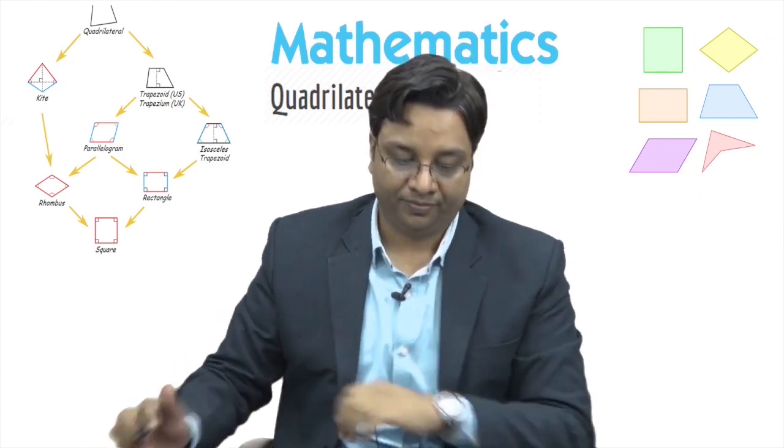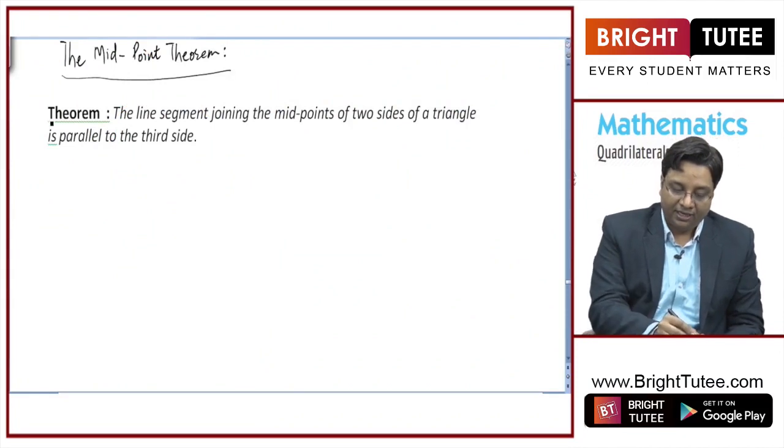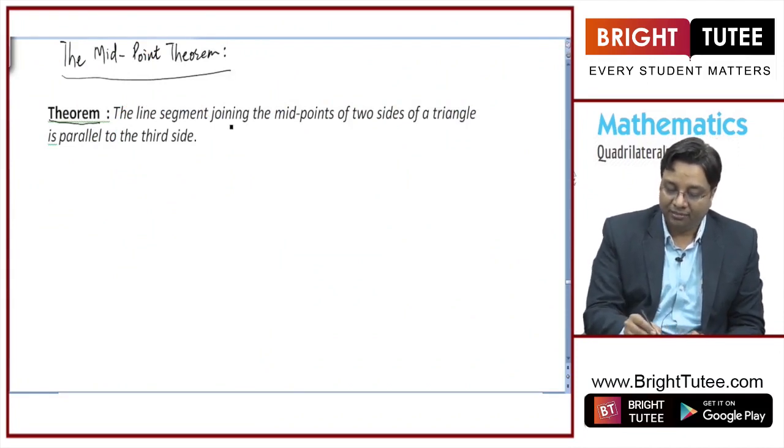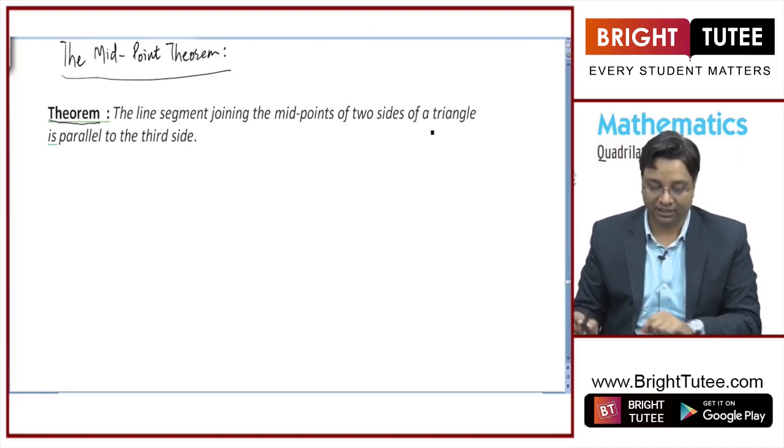Today we will study an important theorem related to triangles, and we will make use of our knowledge of quadrilaterals while proving that theorem, the midpoint theorem. So we will talk about the midpoint theorem today. Let us talk about this theorem. The line segment joining the midpoints of two sides of a triangle is parallel to the third side.